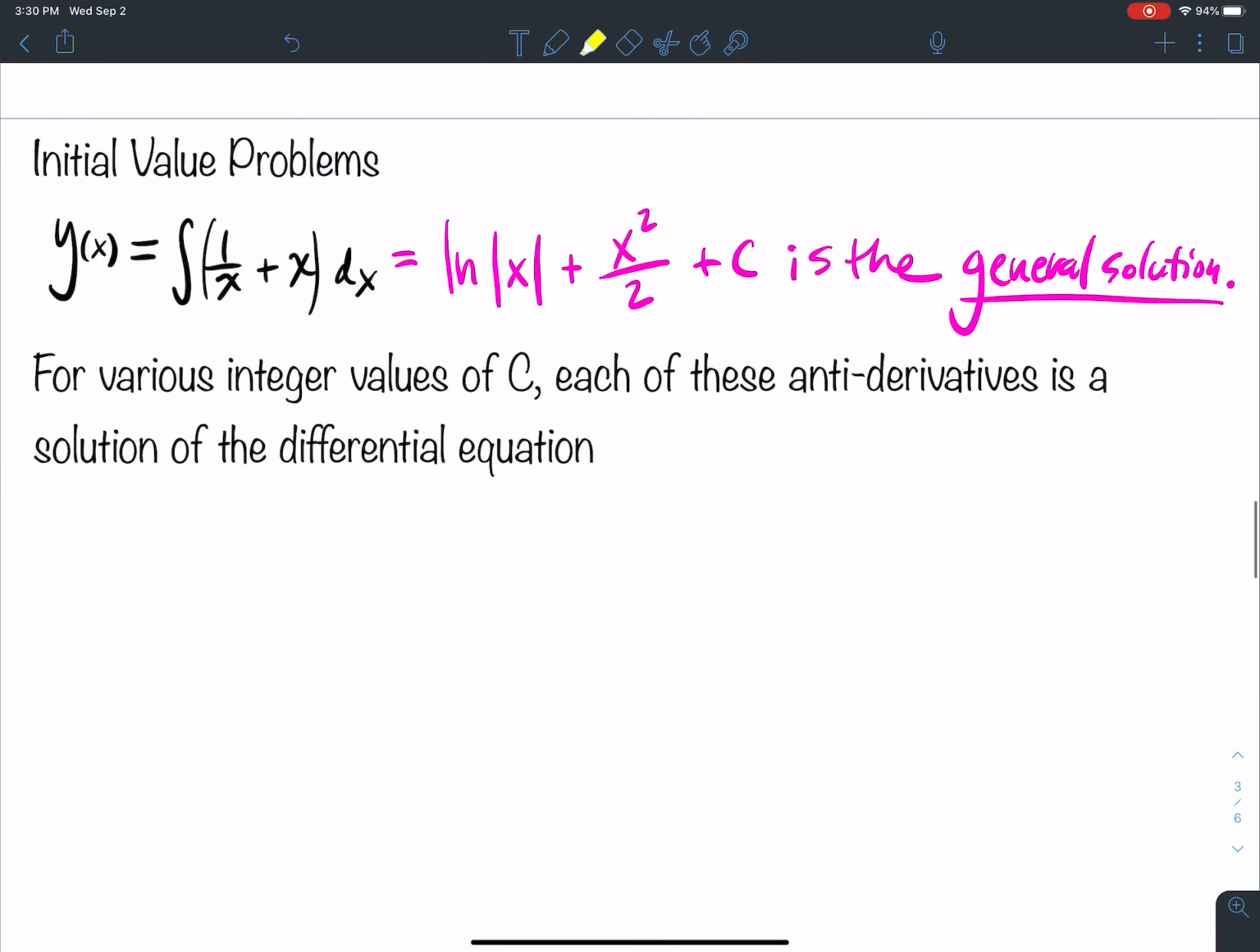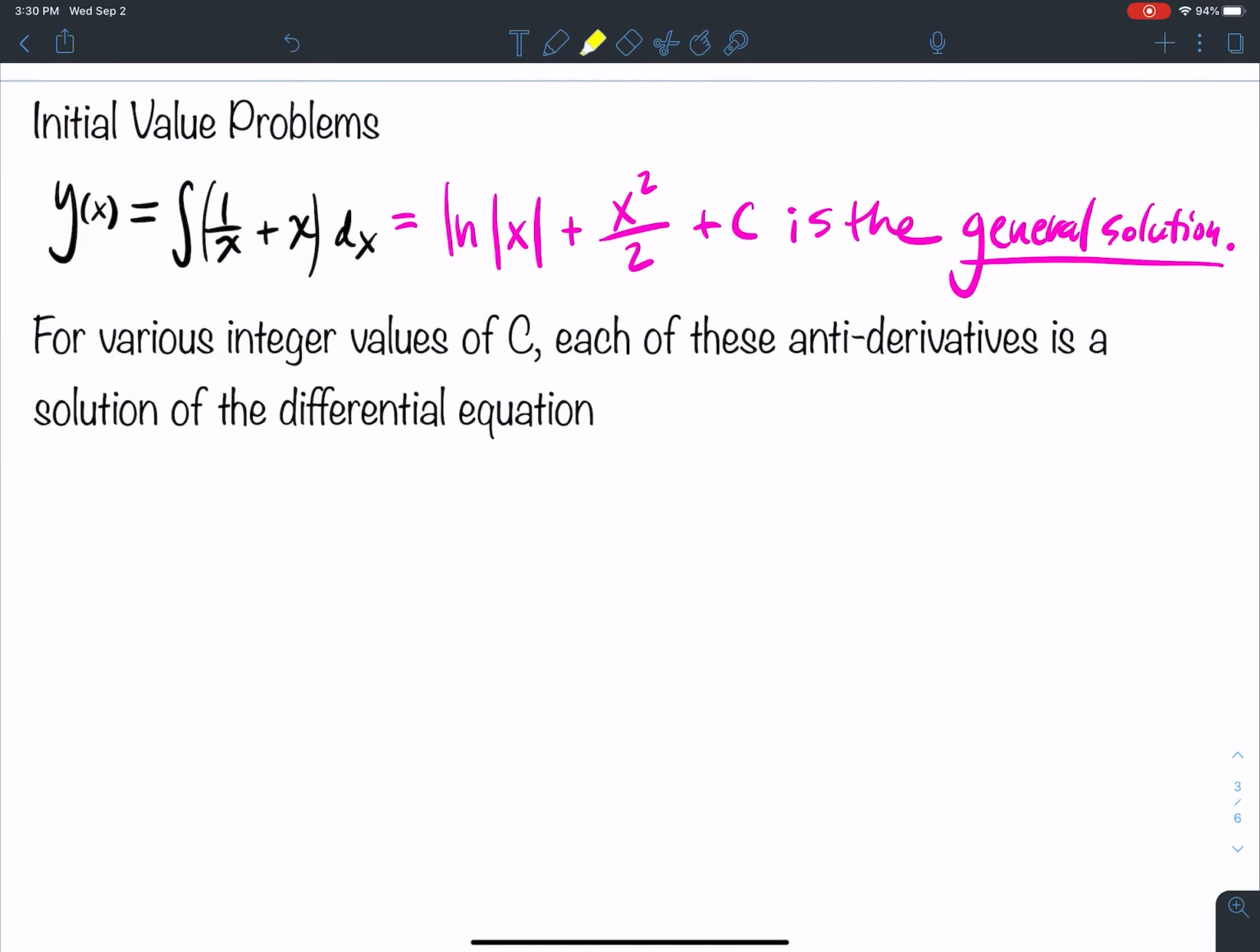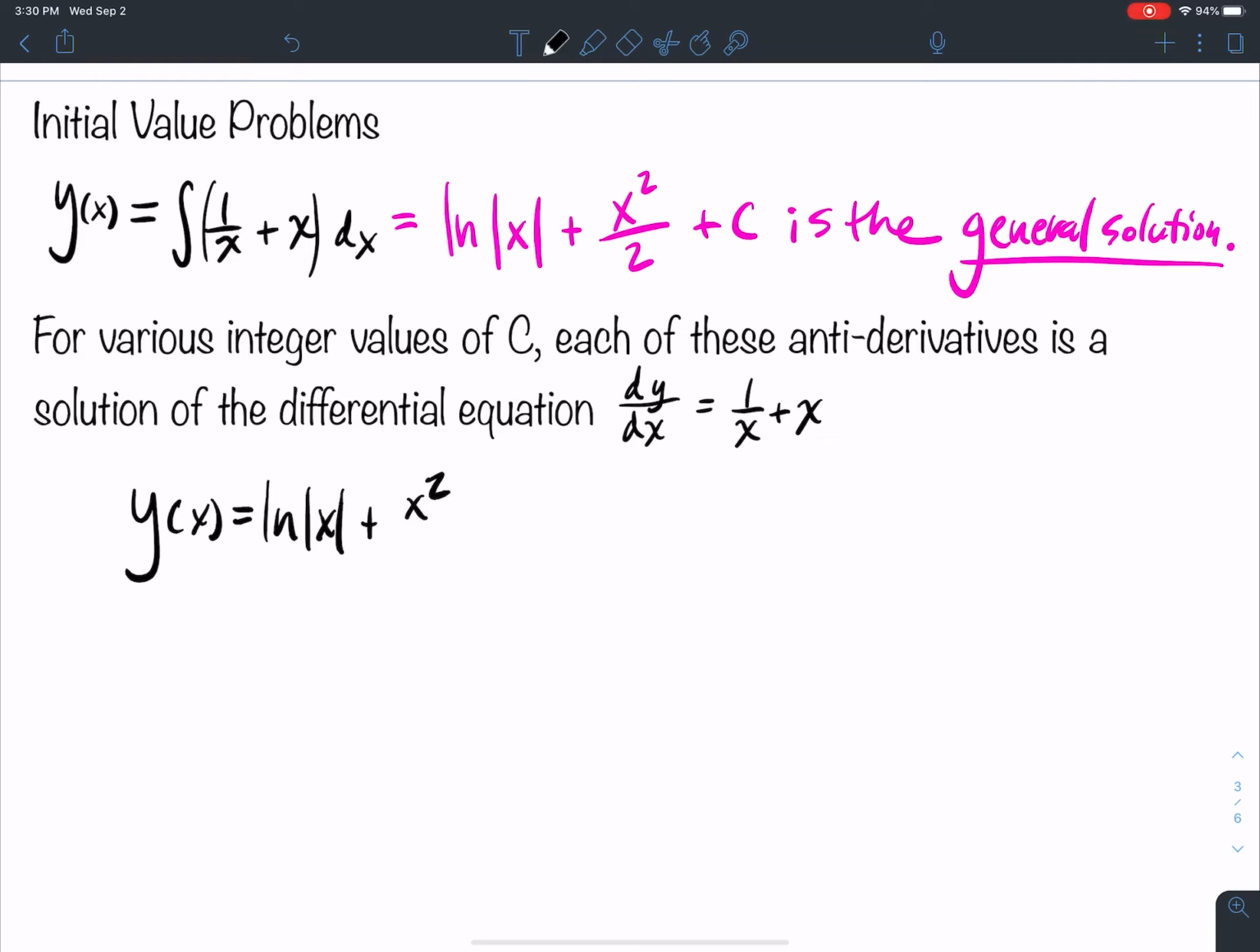And so now what I'm going to do is an initial value problem. What this means is, for various values of c, each of these antiderivatives is a solution of the differential equation. So now you're doing differential equations. And this differential equation is the derivative of y with respect to x equals 1 over x plus x. Now, is that true? What do I have written? y of x equals ln absolute value x plus x squared over 2 plus c, right?